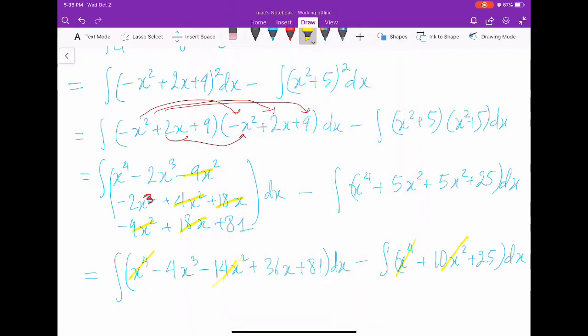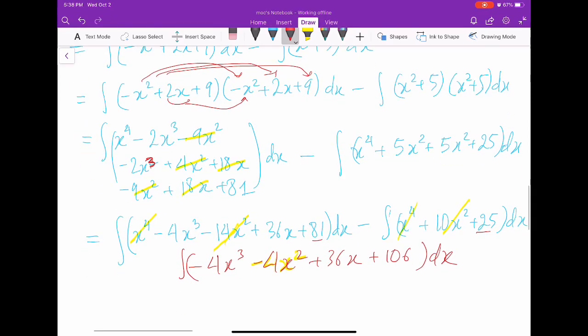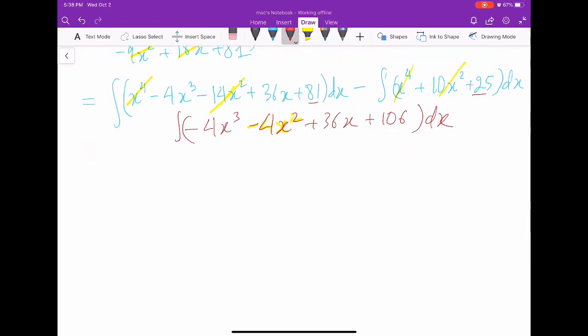And then you have 14x squared in here. So basically you will have just negative 4x squared. Okay, right here, negative 4x squared, okay? And then you have minus 4x cubed in here, minus 4x squared. How about x? X is 36x, and then 81 with 25, that is 106, right? Everything dx. Perfect.